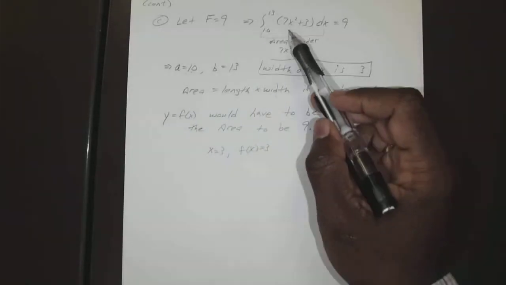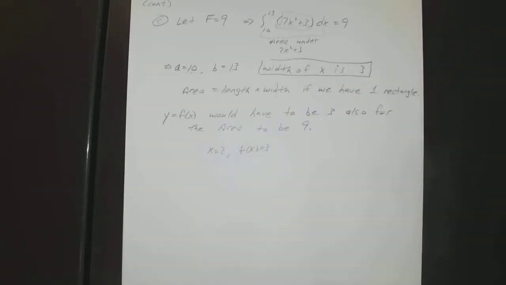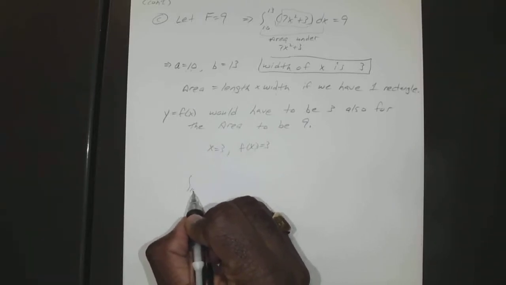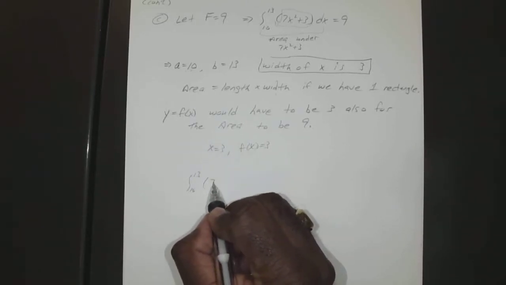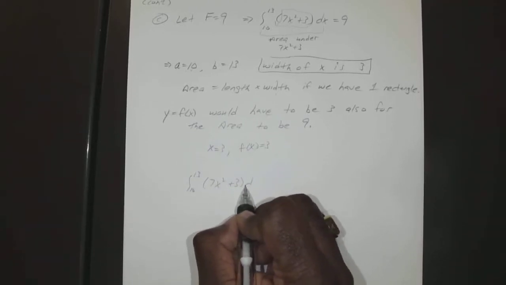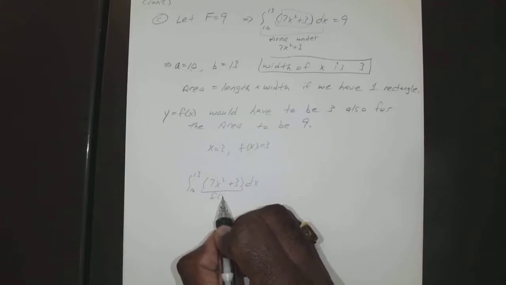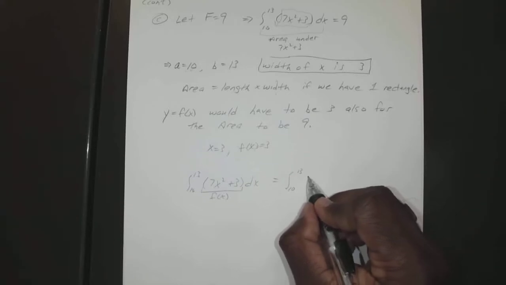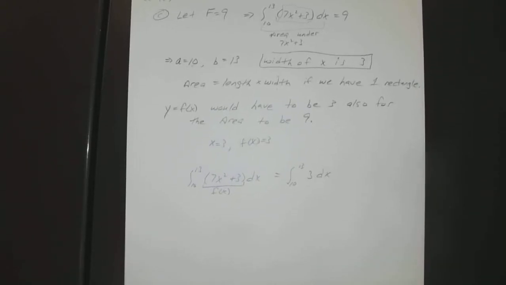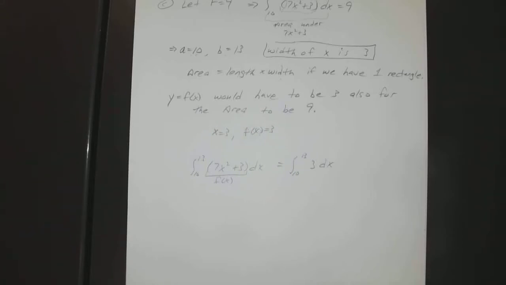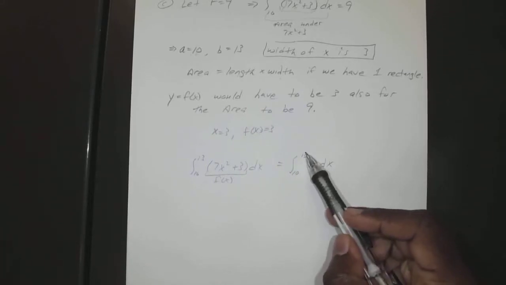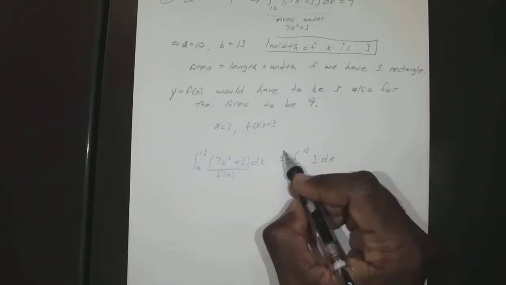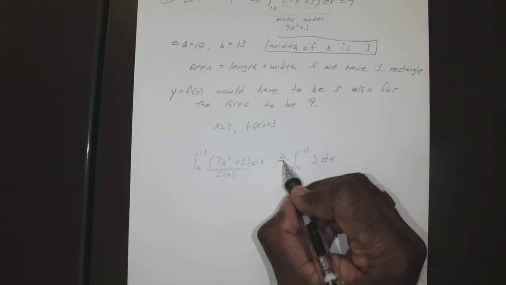Okay, so if f of x is equal to 3, that means your 7x squared plus 3 is equal to 3. So the integral from 10 to 13 of 7x squared plus 3 with respect to x, remember that's your f of x, would be the integral from 10 to 13 of 3 with respect to x. Okay, so we can tell by looking at it, between 10 and 13, this would actually be bigger than this. So really instead of equal to, it's greater than or equal to.